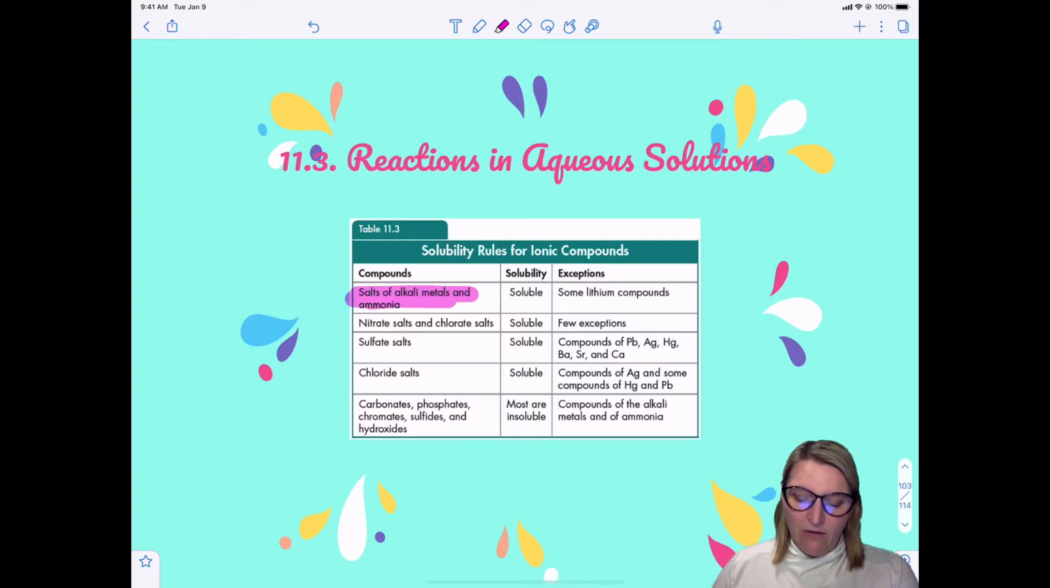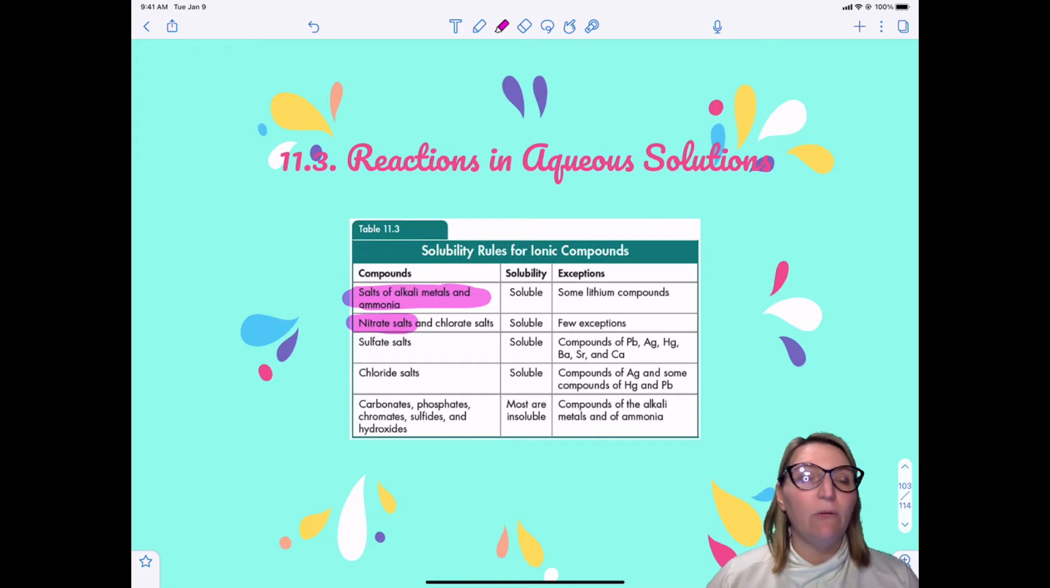And that is the alkali metals and ammonia. So if you look at the periodic table, what are the alkali metals? Lithium, sodium, potassium, rubidium, cesium. All those guys, no matter what they are bonded with, will always be soluble. The other always that is important to know is anything with ammonium and also anything with nitrate. So sodium nitrate, lithium nitrate, but also lead nitrate, copper nitrate, anything with nitrate is soluble. After that, there's lots of exceptions and sometimes rules.